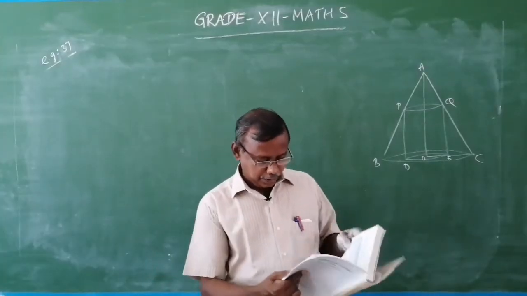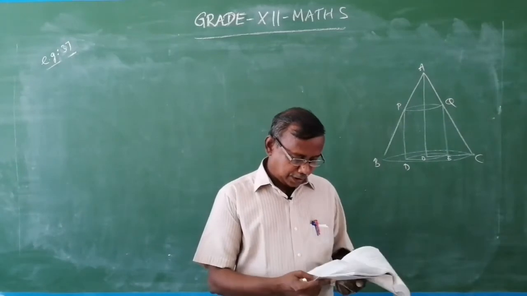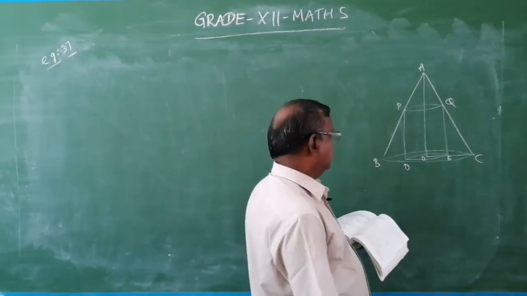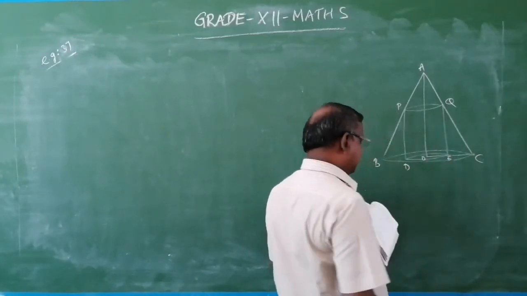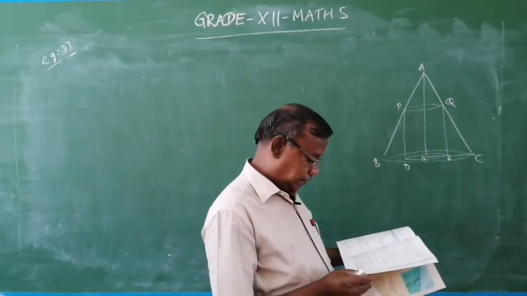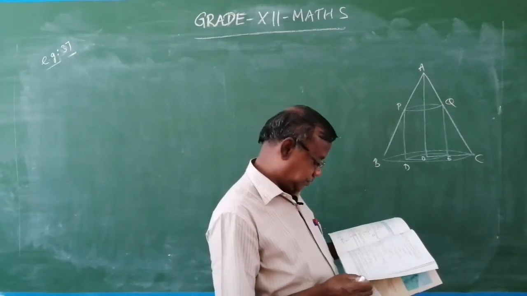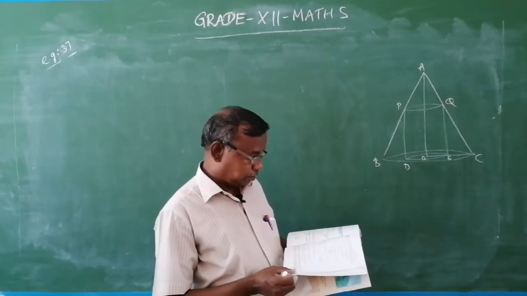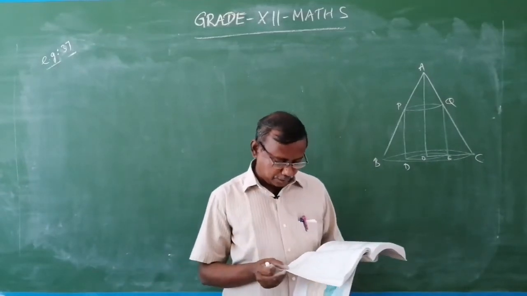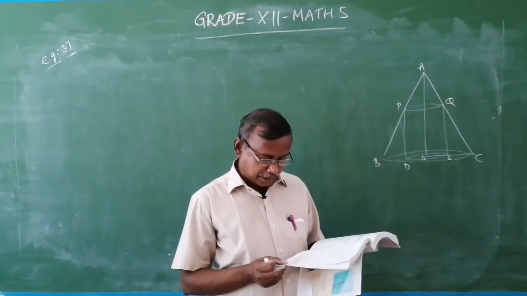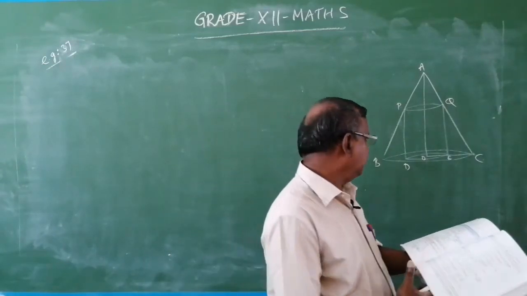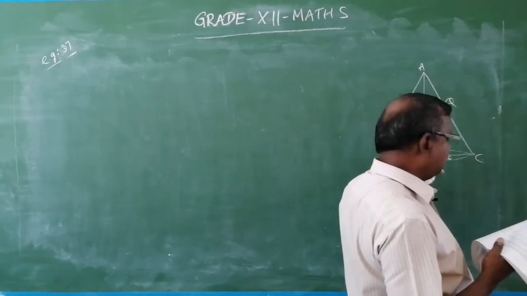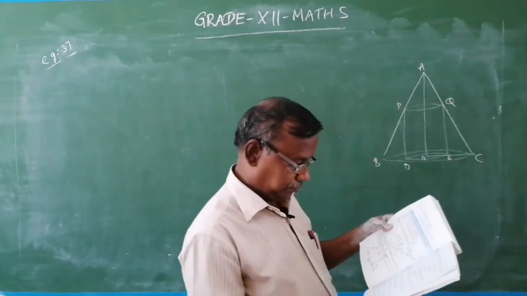Now example 38. Prove that the radius of the right circular cylinder of the greatest curved surface area which can be inscribed in a given cone is half that of the cone. So the cone is fixed, the dimensions of the cone are fixed. So the radius of the right circular cylinder is half that of the cone.